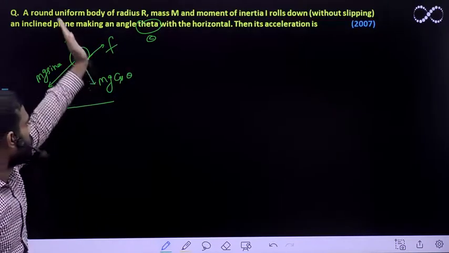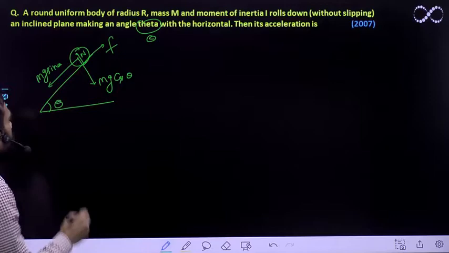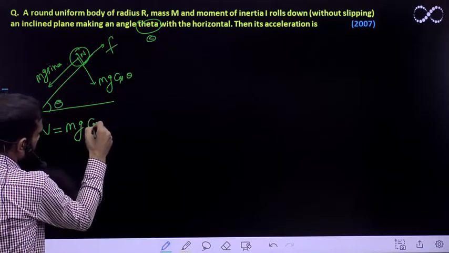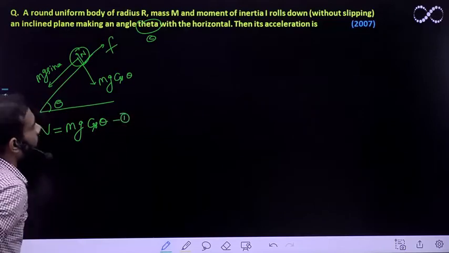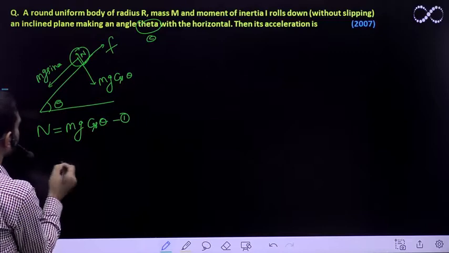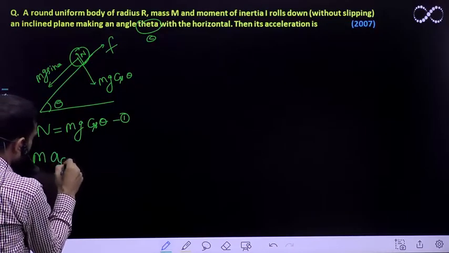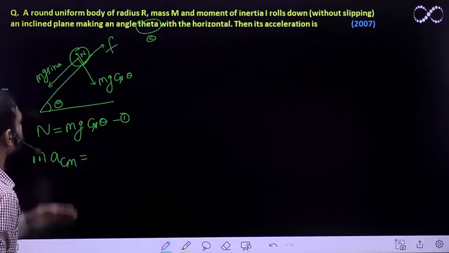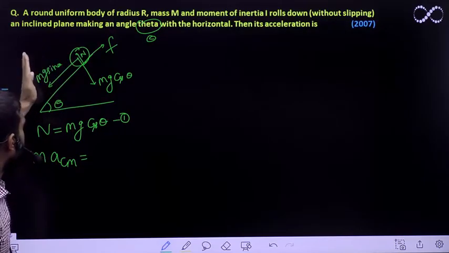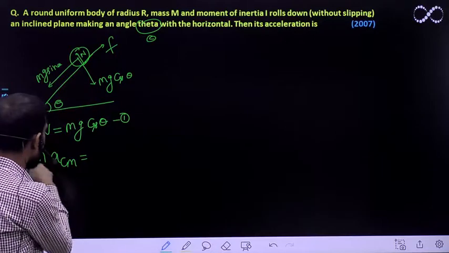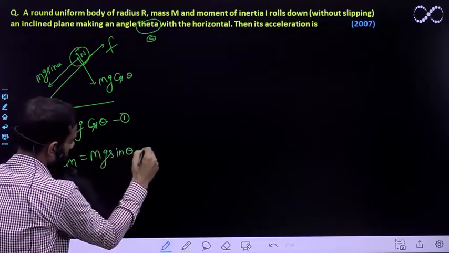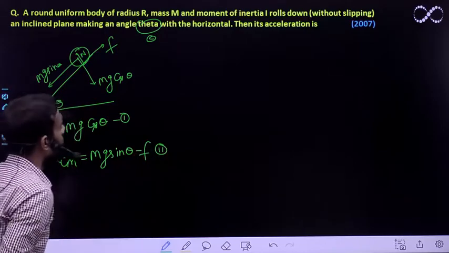Now we'll see in this direction all the forces must be balanced. So I can say here N must be equal to mg cos theta. Now you can apply, in this direction, mass into acceleration of center of mass, because this will accelerate in this direction. So mg sin theta must be greater than f, that is the friction force. So m into acceleration of center of mass must be equal to mg sin theta minus f. Let us call this equation 2.